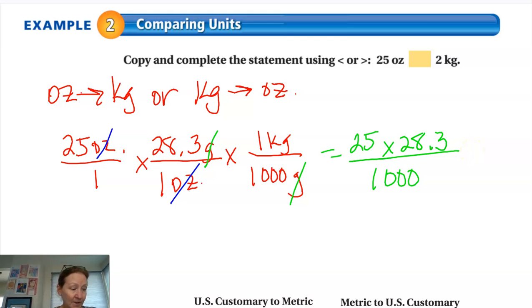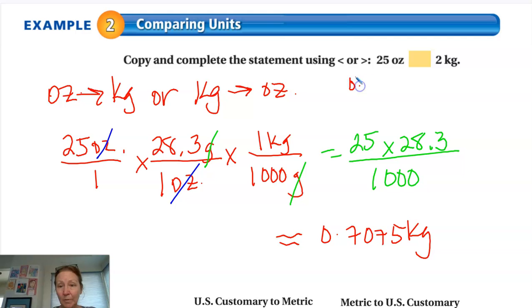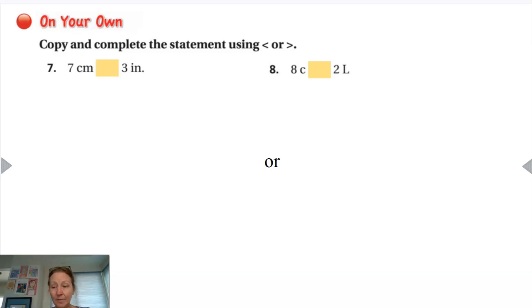Here's what I get as my final answer. Again, it's approximately 0.7075 kilograms. So this side is 0.7075 kilograms. So 2 kilograms is bigger. Okay. Here's the OYO, and you're going to try this one, and then that'll be it. Okay, so go ahead and pause the video, try it on your own.